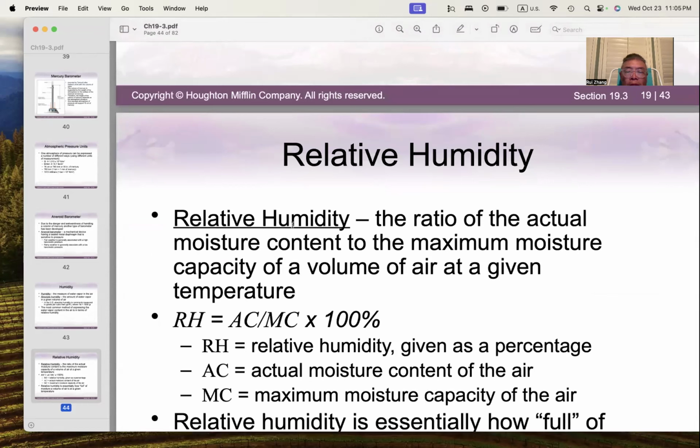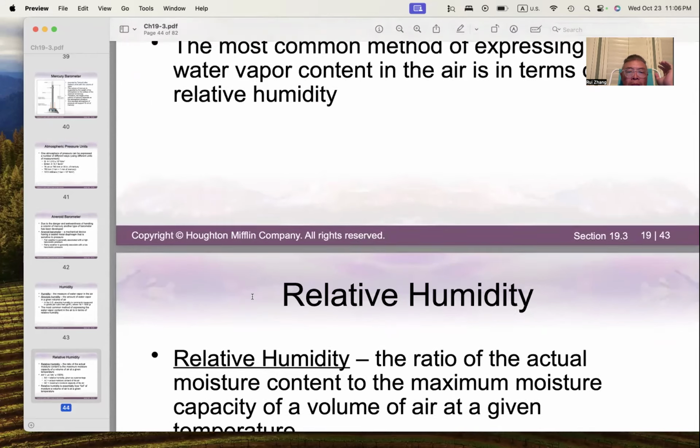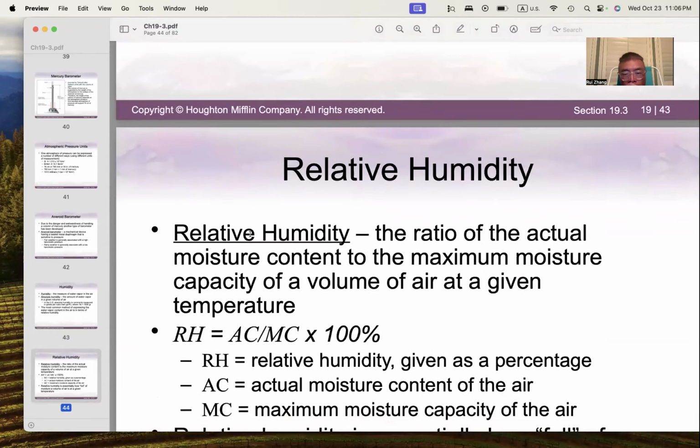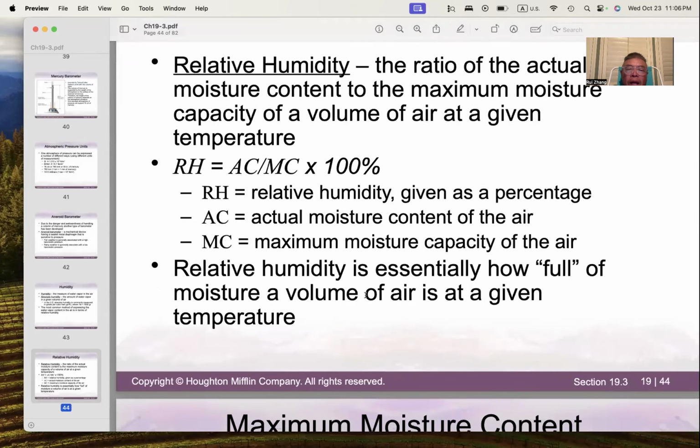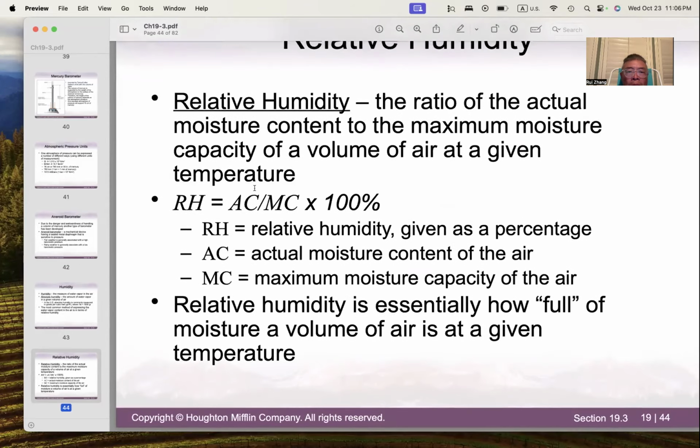And then there's also relative humidity. The relative humidity is calculated by the actual moisture content divided by the maximum moisture capacity, times 100%. So for example, if the moisture content reaches the maximum possible value, then your relative humidity reaches 100%. That's the highest you can have.